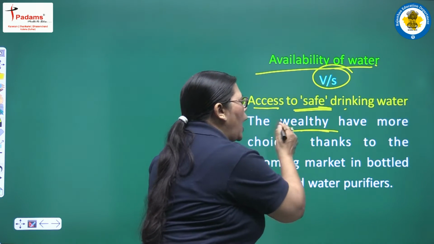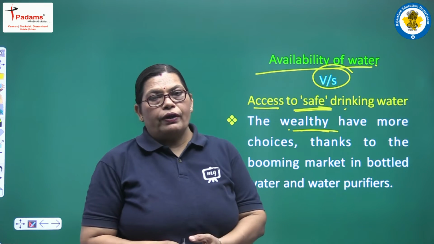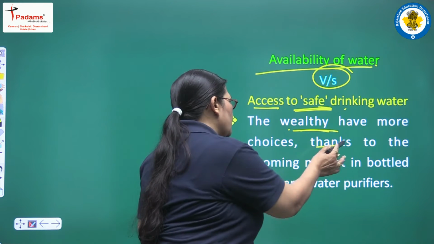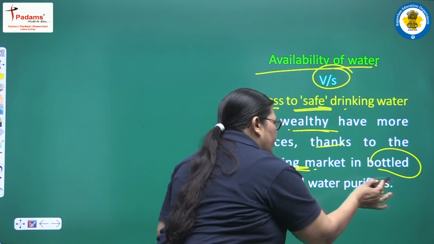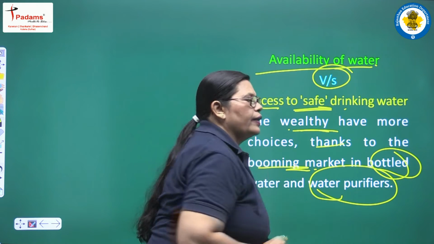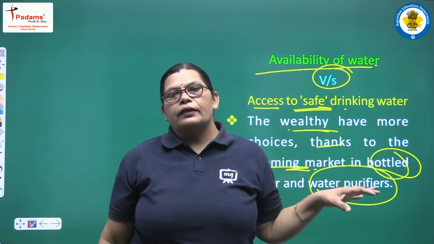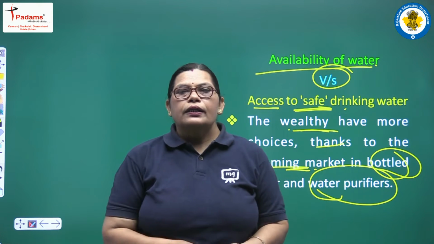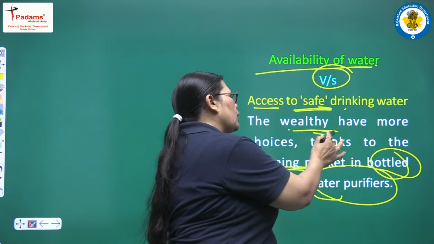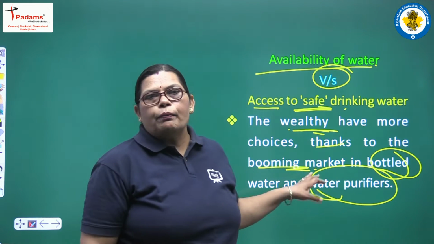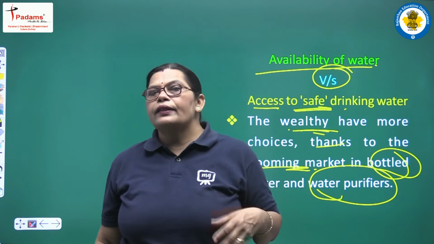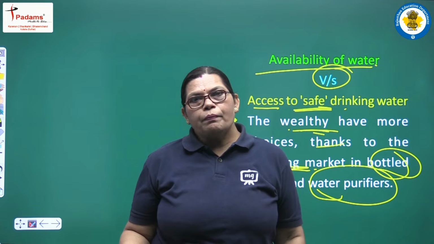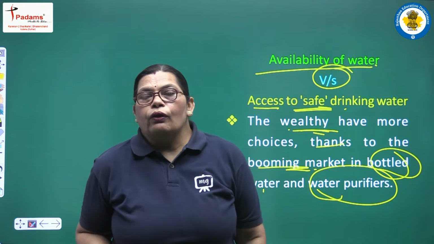The wealthy have more choices. It means the rich people have many choices thanks to the booming market in bottled water and water purifiers. Is it only by the poor people? Totally not, students. This is all by the wealthy or rich people. From them the market of bottled water and water purifiers has grown to a high peak. Why has it grown to a high peak? Because of their symbol of status in society.